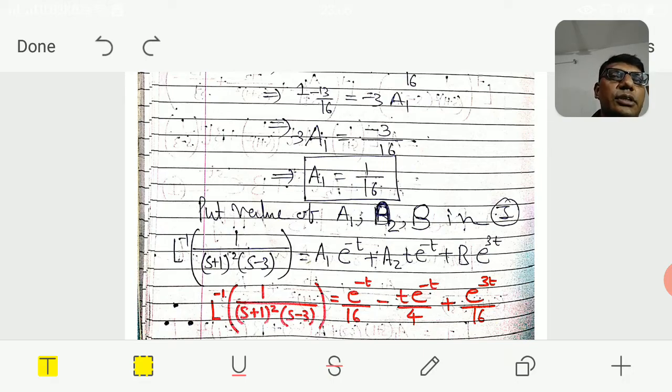That is a method to find inverse Laplace transform by partial fraction method.